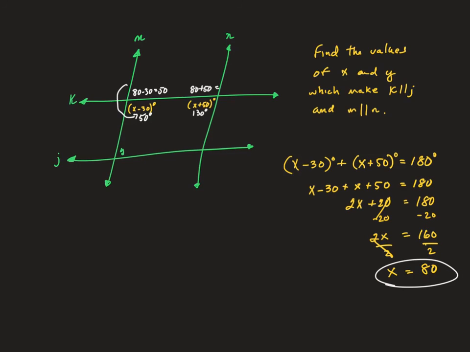Now, if k was parallel to j and it was cut by the transversal m, then if this angle is 50 degrees, I know that this angle is also going to be a same side interior angle, which would total up to 180. So this angle right here, we should know that y is going to be equal to 130 degrees. So we were able to find that given the information that we used and the rules and theorems to come up with those answers.